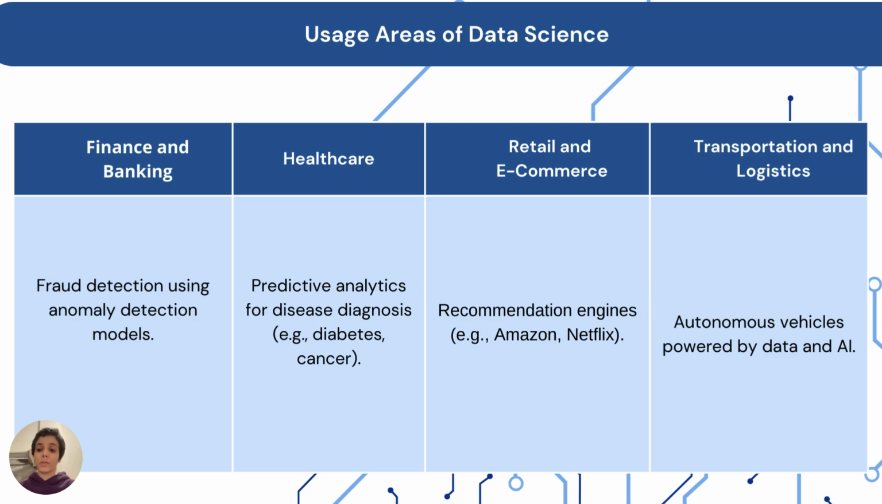We have healthcare applications, like prediction for disease diagnosis like diabetes, cancer, and so on. We have also retail and e-commerce, for example, recommendation engines for Amazon and Netflix. We have also transportation and logistics applications in transportation, like Uber and Lyft, and maintenance for vehicles and infrastructure, and autonomous vehicles powered by data and AI. It has a great impact, which is reducing operational cost and improving efficiency, with safer and more reliable transportation systems.